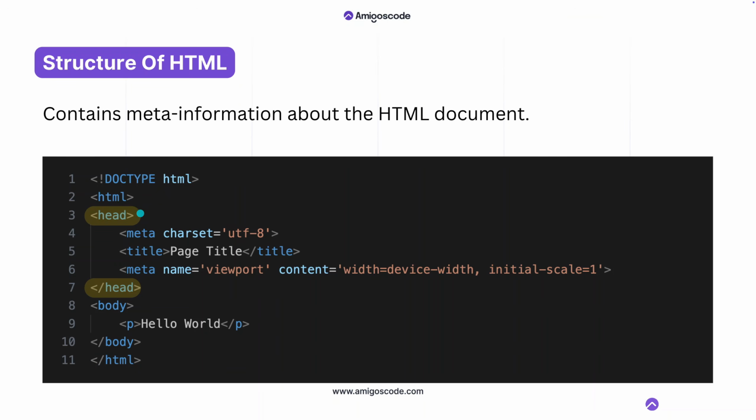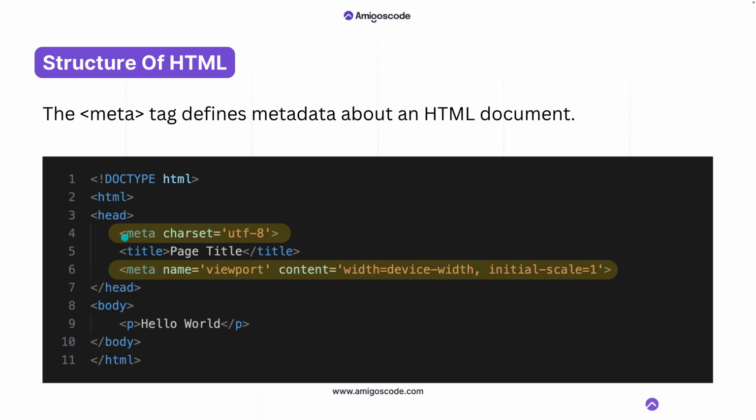So the head in here contains metadata about the HTML document. And inside we have, let's just cover the meta. So meta defines metadata about an HTML document. For example, in here we have the charset, and this sets the character encoding to UTF-8, which supports almost all characters and symbols globally.